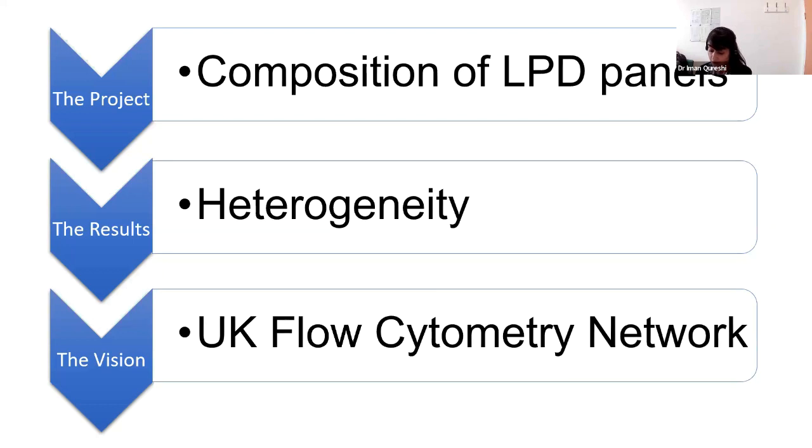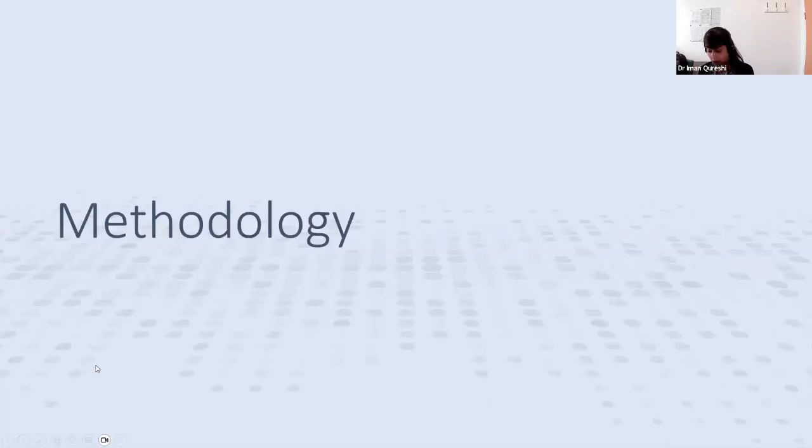It was evident that there was a lot of enthusiasm to share results and develop the project further to include panels for, say, myeloid disorders as well. Ultimately, that is the vision: the creation of a UK flow network to facilitate the consensus of key markers required for the diagnosis of a variety of hematological disorders, but also to share best practice. So this is what I'll be talking you through today.